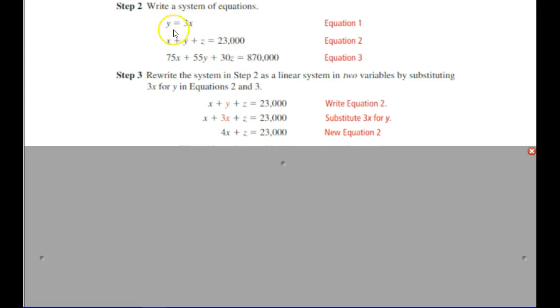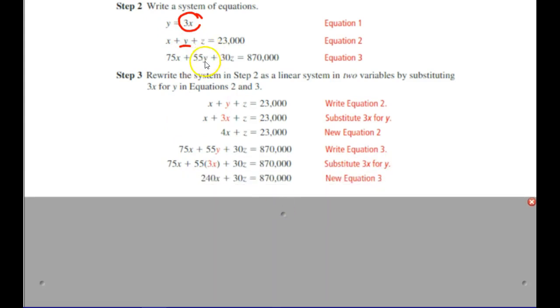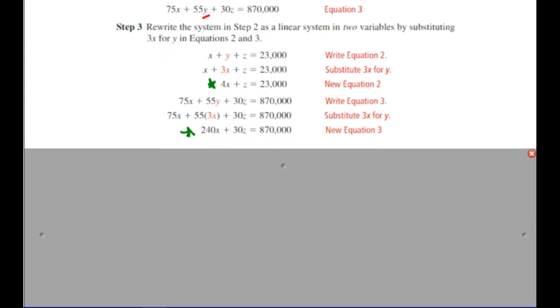Because all I did here was I took this 3x and I plugged it in where I saw a y right there. So I can do that. Well, I might as well do that down here as well, since I have a y right there. Plug that 3x in and simplify there. So now again I see I have my 2 equations, that I have 2 variables that I can then set equal and solve from there.